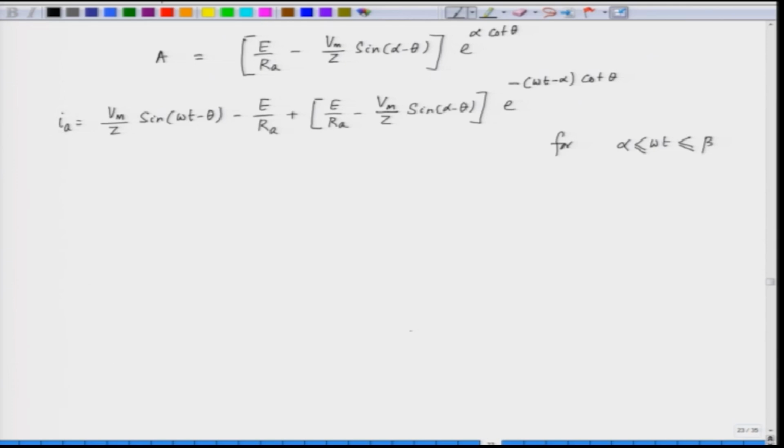Now, what we have to do is find the value of I when omega t is equal to beta. So, at omega t equal to beta, what is the value of I? I becomes equal to 0. And what is beta here? Beta is called the extinction angle.